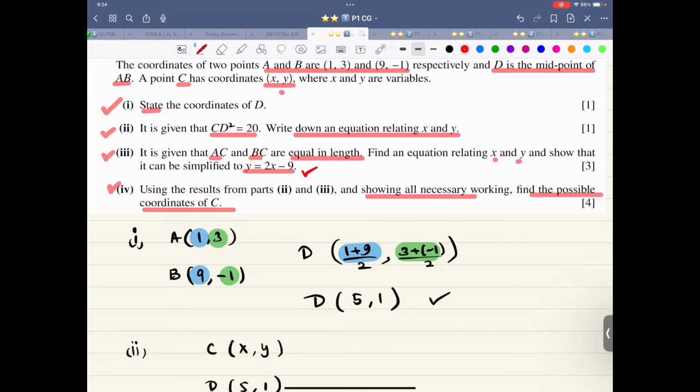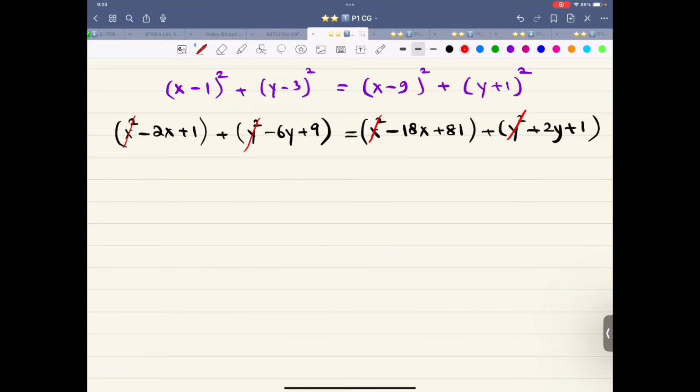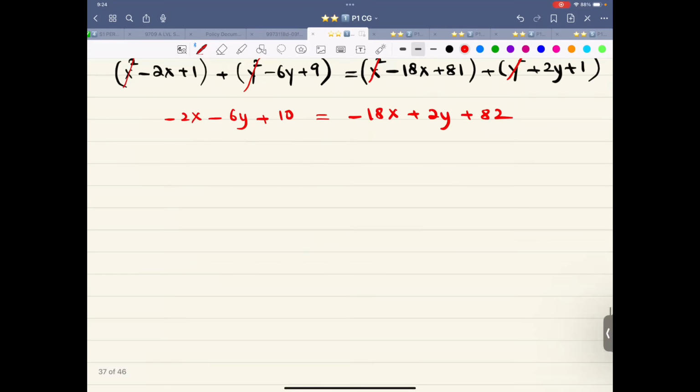You have to prove this. It's a linear equation. All the square terms get cancelled. Negative 2x, negative 6y, 9 plus 1 is 10. Over here, negative 18x plus 2y, 81 plus 1 is 82. That is the first thing.